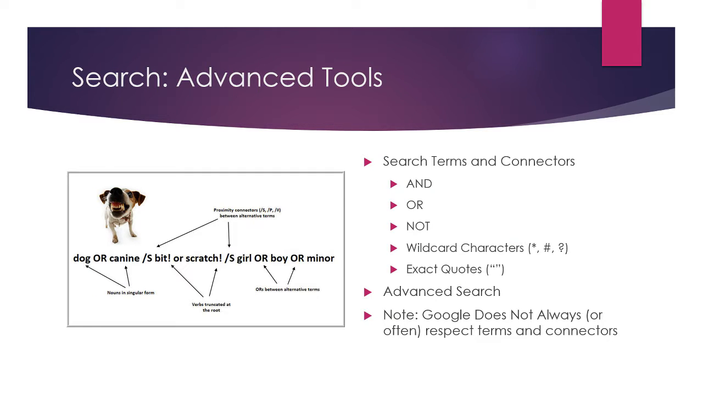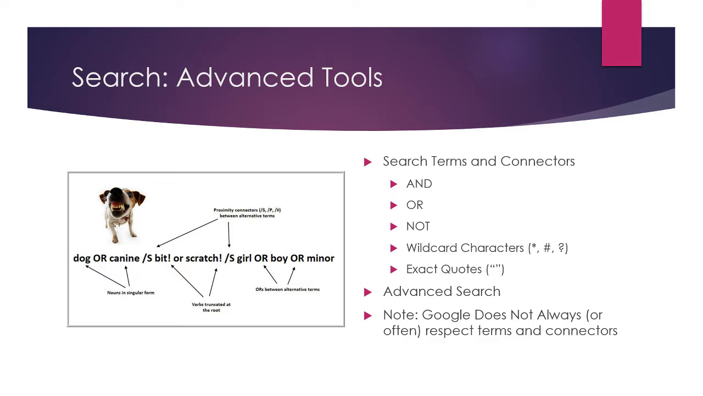So once we're being creative and once we're being persistent in our research and we're using Google to our best ability, understand that there may be some ways to trick Google into giving us a little bit more information that we're specifically looking for. Typically, when we're talking about search engines, this process or these tools are called search terms and connectors. You may have heard the term advanced search.